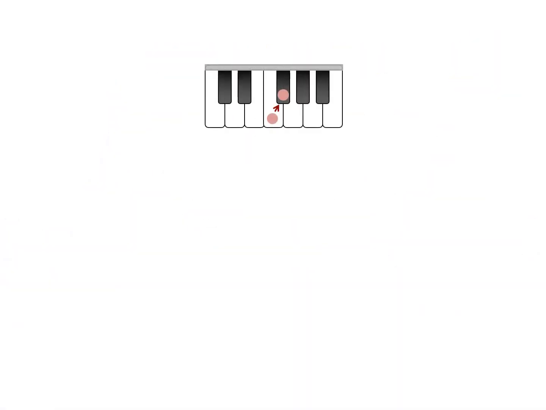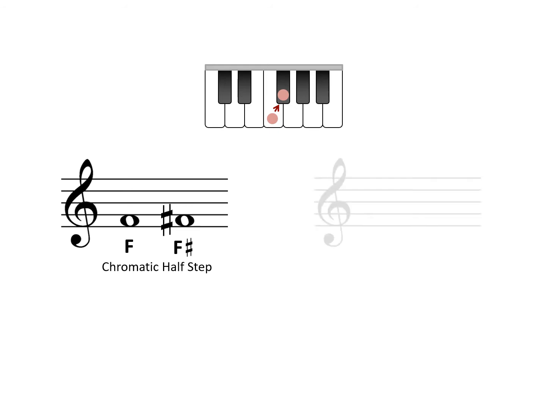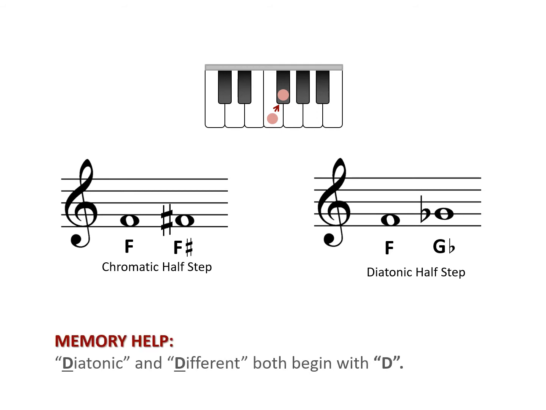On the keyboard, a half step is the distance from a key to its closest neighbor. In written music, a chromatic half step uses notes with the same letter name. A diatonic half step uses notes with different names. In case you forget which is which, just remember that diatonic and different both begin with the letter D.